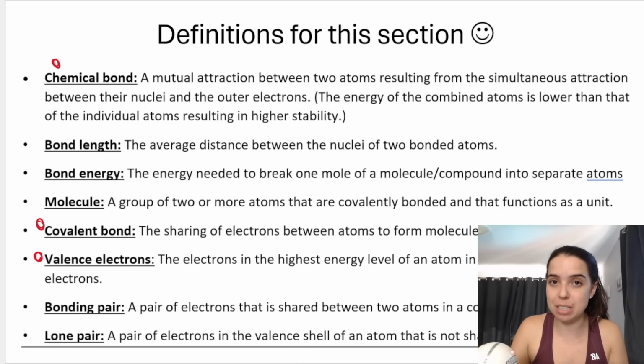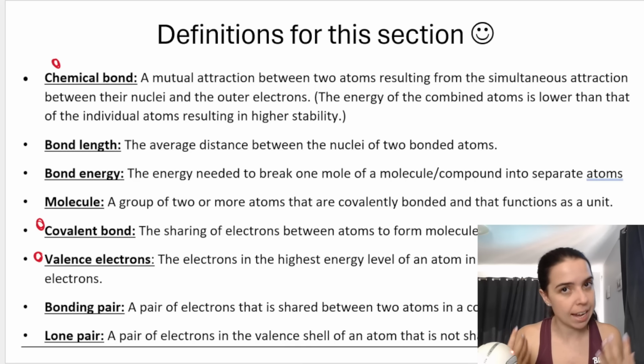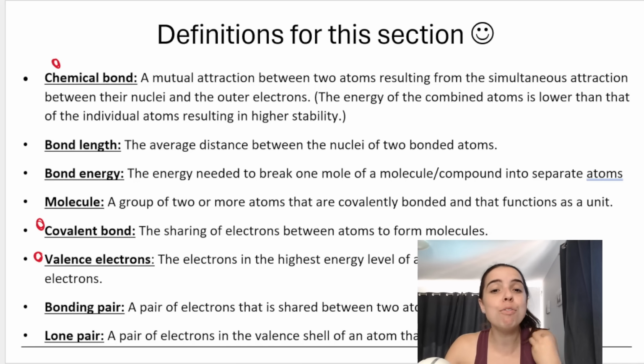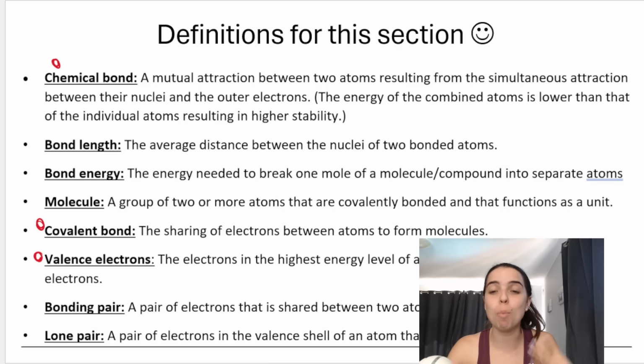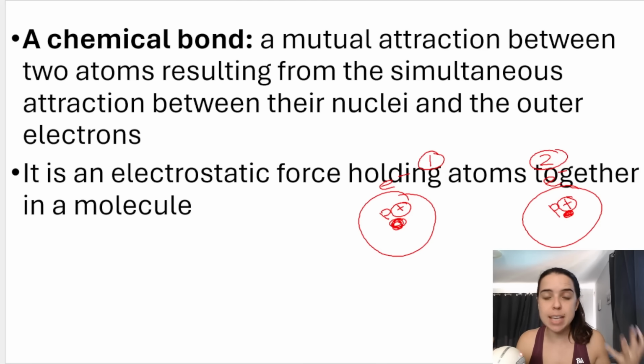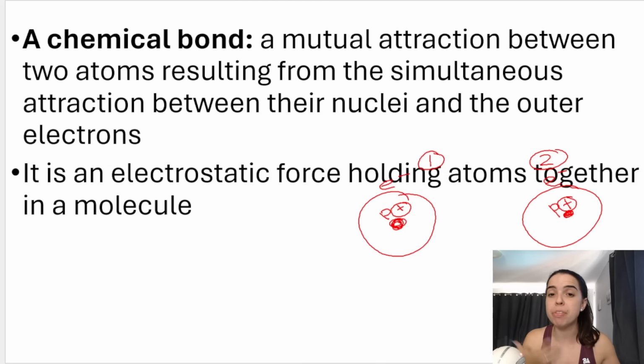So you need to know the proper definition. If we ask you to define covalent bonding, you can't just say covalent bonding is between 2 non-metal atoms. You need to tell me that covalent bonding is the sharing of electrons between atoms to form a molecule. But what is a chemical bond? The definition for chemical bond that you need to know is a chemical bond is a mutual attraction between 2 atoms resulting from the simultaneous attraction between their nuclei and their outer electrons. It's basically a force that holds the atoms together in a molecule.